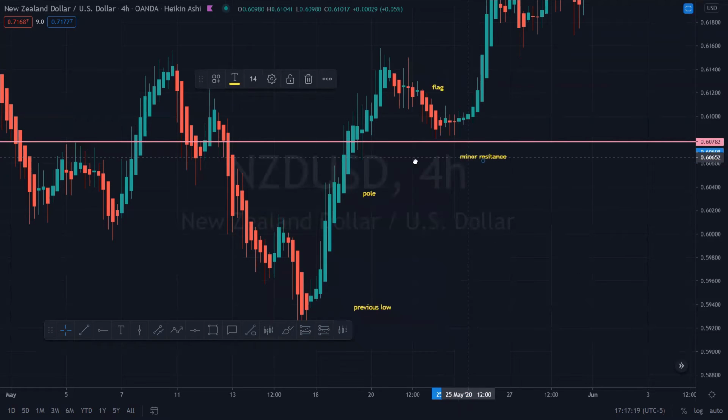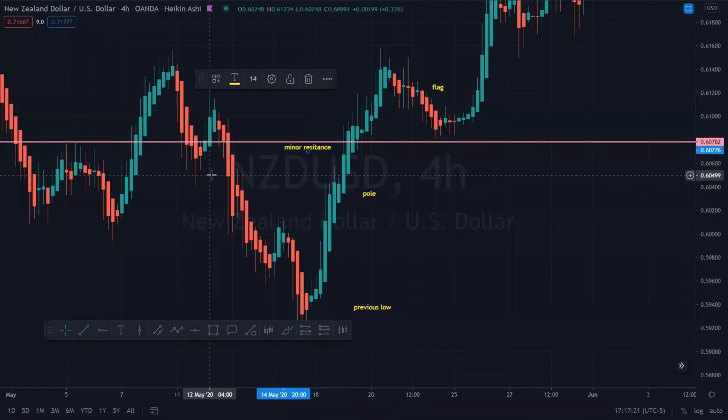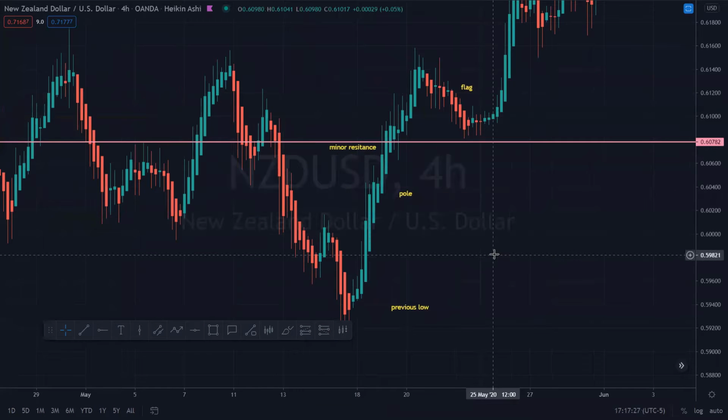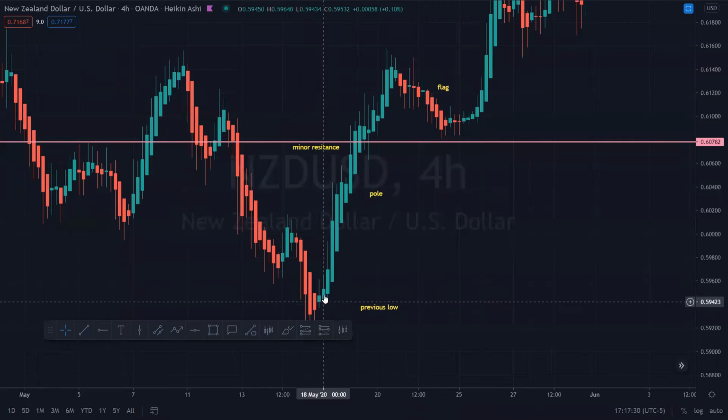Let me put this to the left. Minor resistance. See where price was respected. So these wicks were pushing it. Minor resistance. So now price broke through that minor resistance and now retraced and respected it as support.